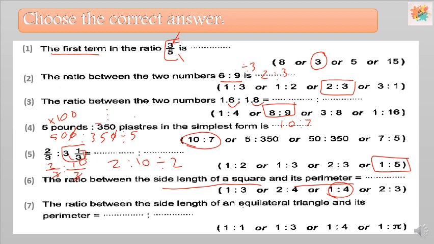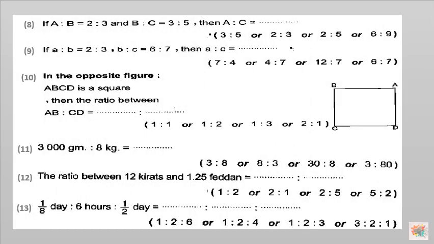Number 7. The ratio, this one, equilateral triangle and its perimeter, this one will be, yes, 1 to 3. Next, number 8. If A to B equals 2 to 3, B to C equals 3 to 5, then A to C equals what? Mr., if the B here and the B here are the same number, which is 3 and 3, so A to C will directly be 2 to 5 without any steps. But the problem is if the numbers are different.